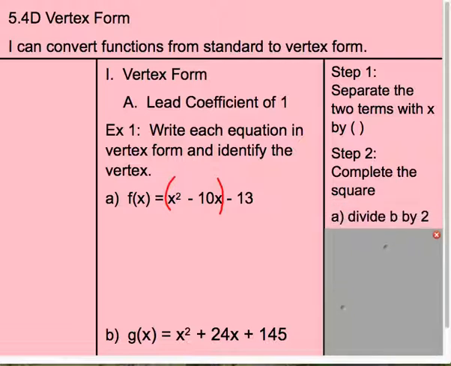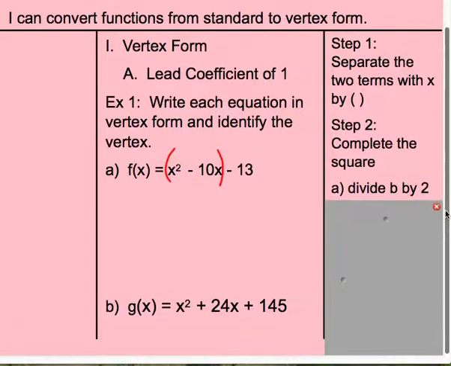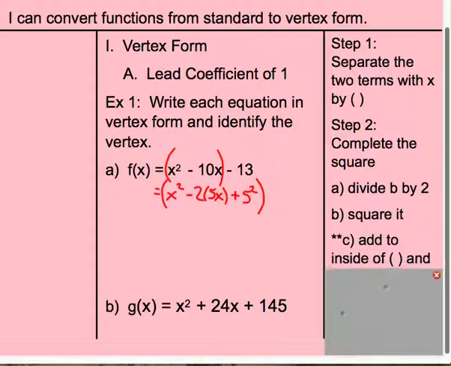So we complete the square, remembering the process. We divide our b term by 2. And I should have started with a parenthesis. And then we square that 5 and add it inside the parenthesis. So I have a little asterisk here because this is the piece that's different.